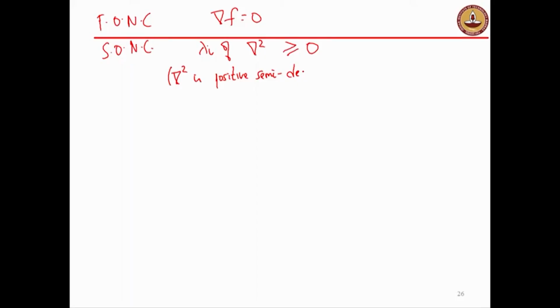It is exactly a parallel of that, because now, however, the second derivative is not a number. The second derivative information, everything, is captured in terms of a Hessian matrix. So the eigenvalues of the Hessian are non-negative, or the Hessian is positive semi-definite.